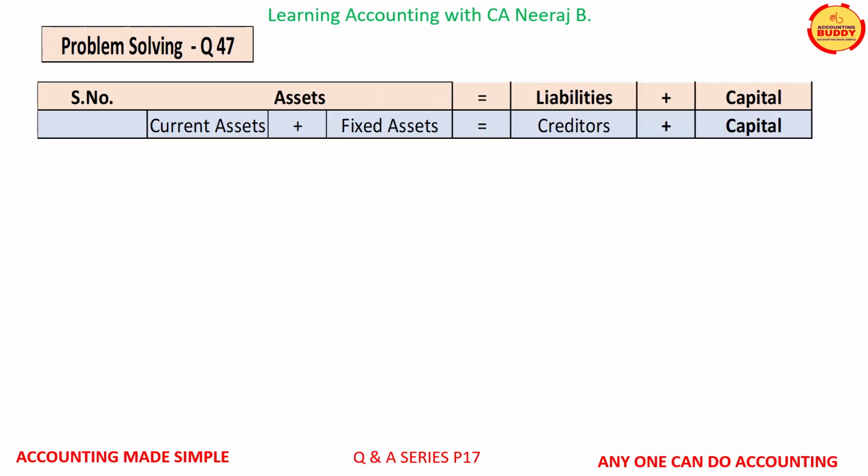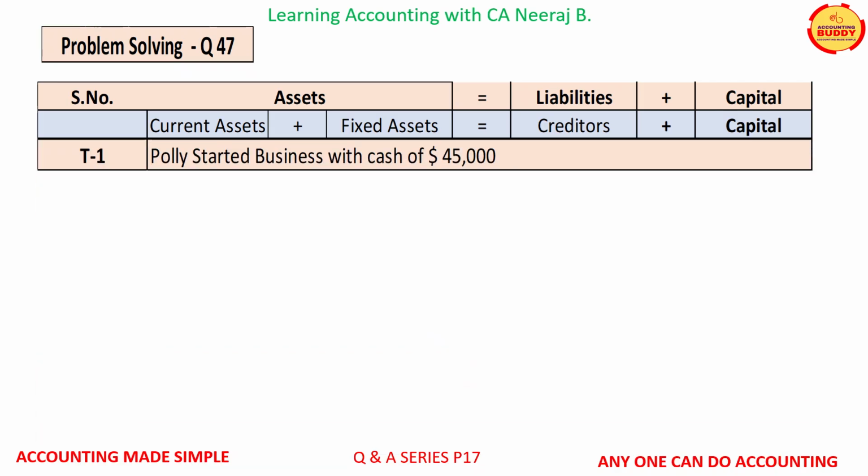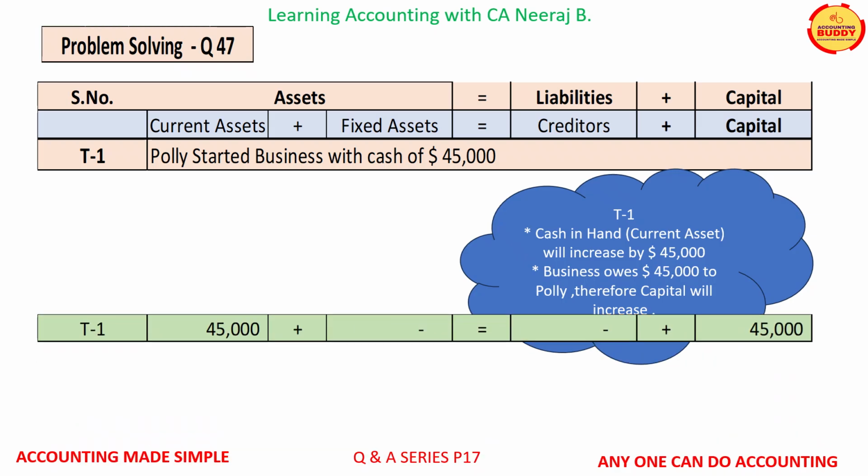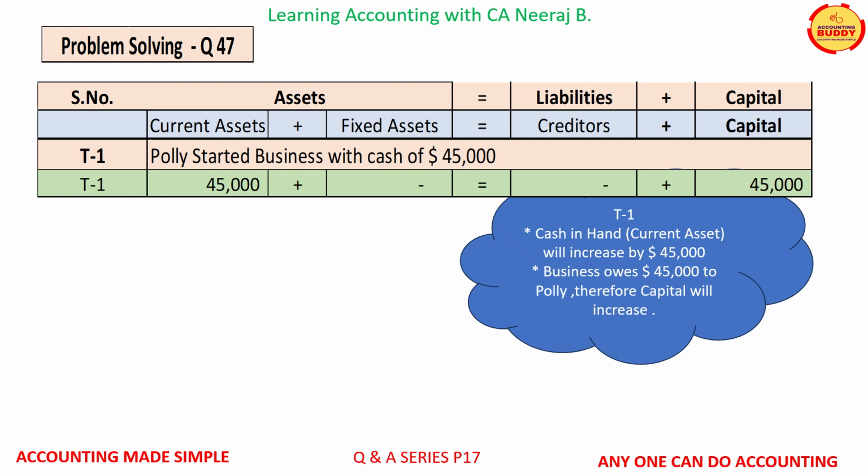Let us further strengthen our understanding of accounting equation with few more business transactions. Transaction T1 on your screen is Polly started the business with a cash of $45,000. If we analyze this transaction, the two accounts which are getting affected are the cash and the capital account. Cash will increase by $45,000 and the capital will also be increased by $45,000.